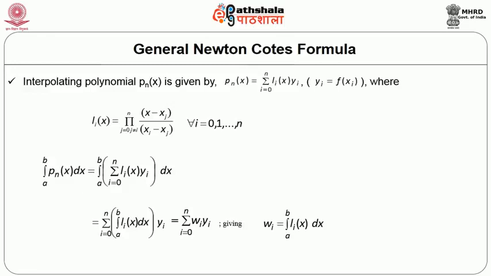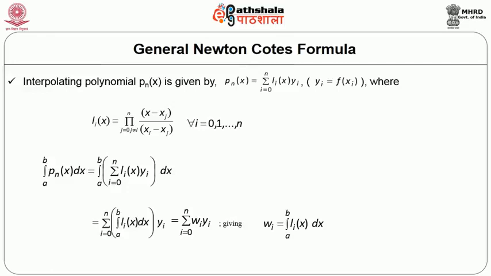Integral a to b Pn(x) dx will be our approximation for the integral. And so this integral a to b Pn(x) dx needs to be written as sigma wi yi. So sigma wi yi, i runs from 0 to n, is equal to integral a to b of sigma Li(x) yi dx. Now yi's are constant and integral of the sum is sum of the integrals, and so we can write this as summation sign outside, sigma i equal to 0 to n yi into the integral a to b Li(x) dx.